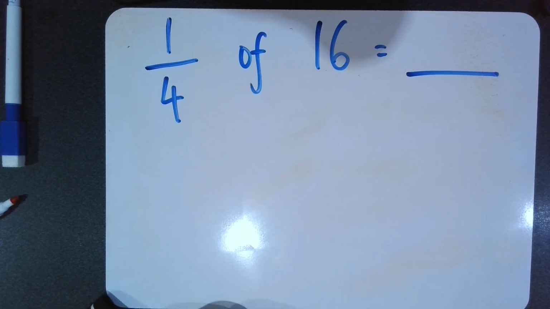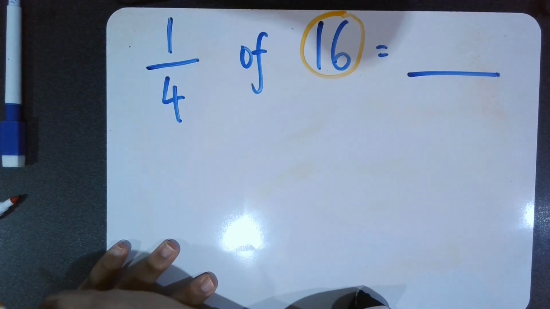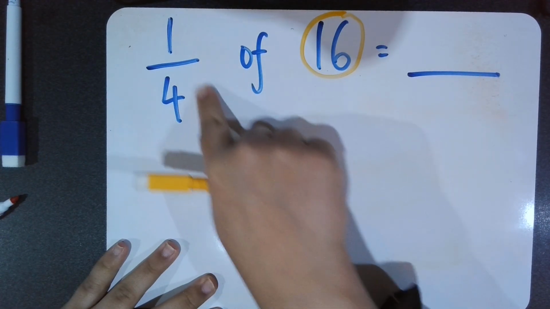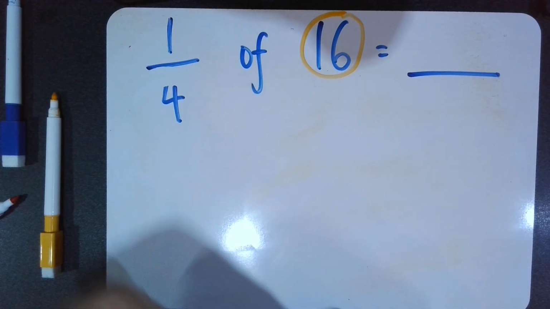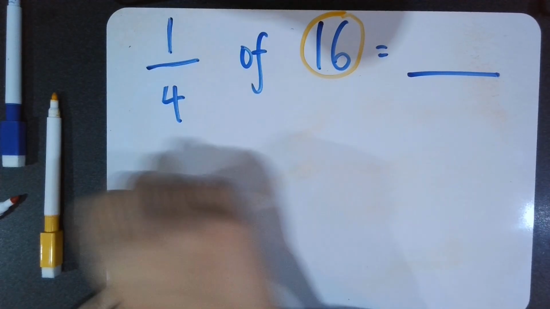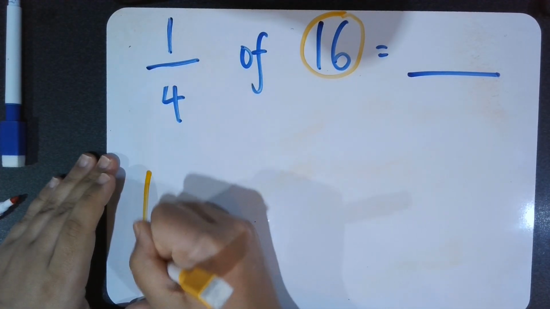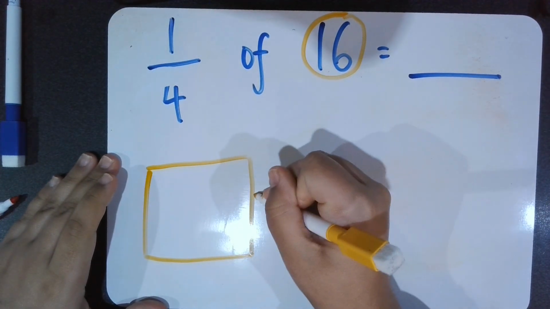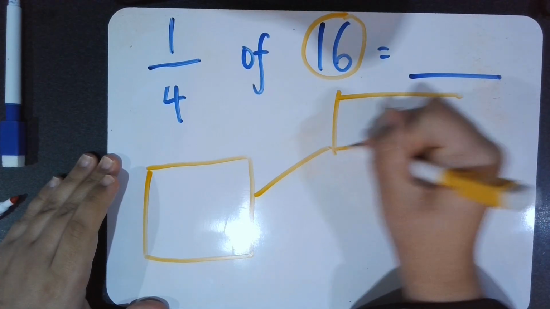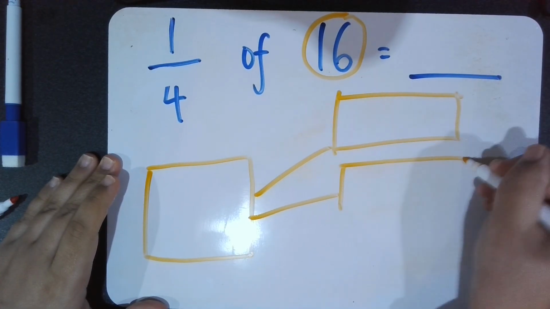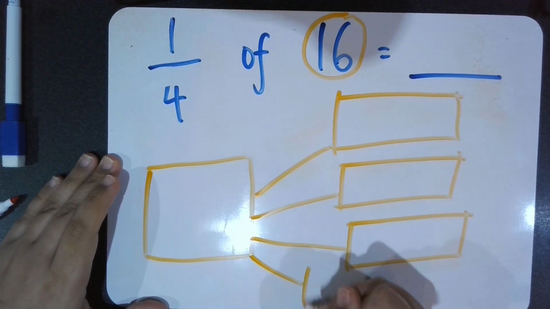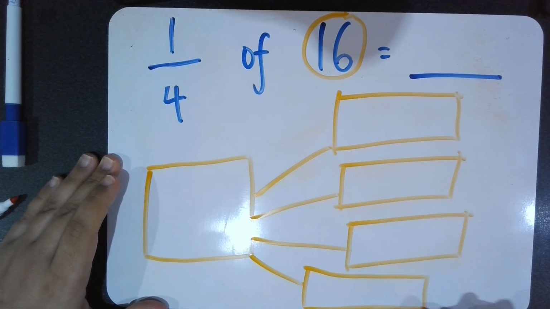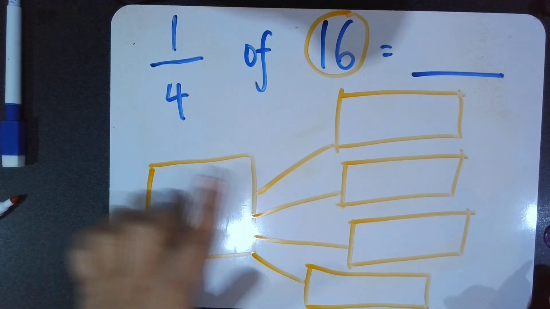Step 1, find your known and unknown values. I know that 16 is my whole, and I also know I'm going to need to have 4 parts on my part whole model. Okay, step 2, let's draw our part whole model. Two equal parts. 3, maybe I can fit one more. There we go, 4.